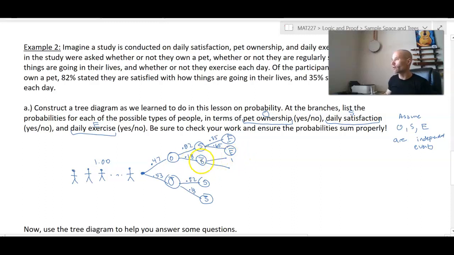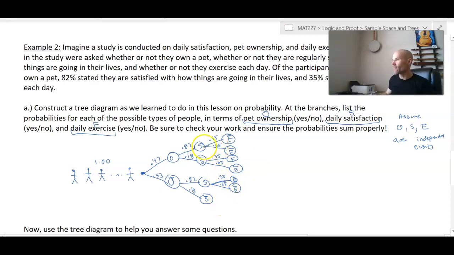Again, other people who aren't satisfied and who own a pet, if you exercise daily, move to the top. If you don't exercise, 65%, move to the bottom. Of the people who do not own a pet and are satisfied, if you exercise, move to the top. If you don't exercise, move to the bottom. And notice how this all flows like a story.